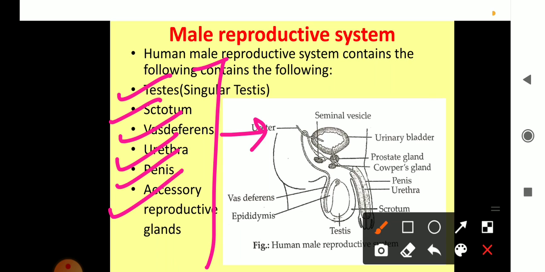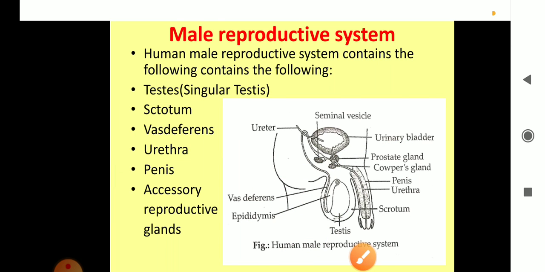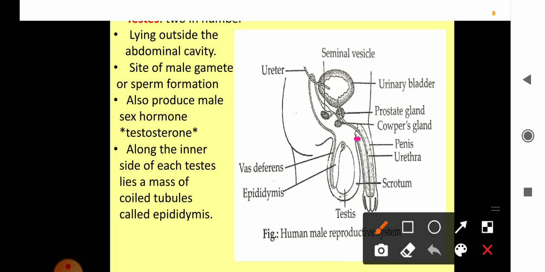You can see in the figure also: testes, and this pouch is called scrotum, and then vas deferens, urethra, penis, and the glands. These are some glands. This all constitutes the male reproductive system. Now see in detail one by one. First is testes. This is the structure.